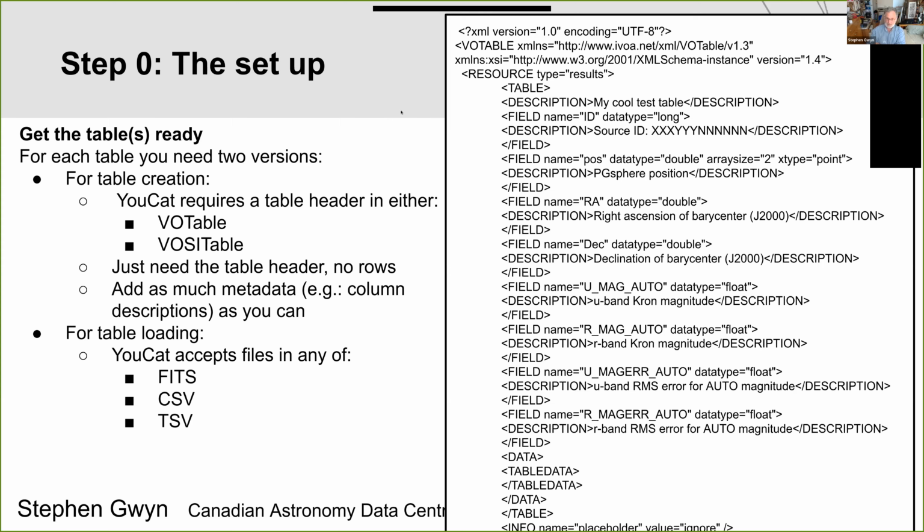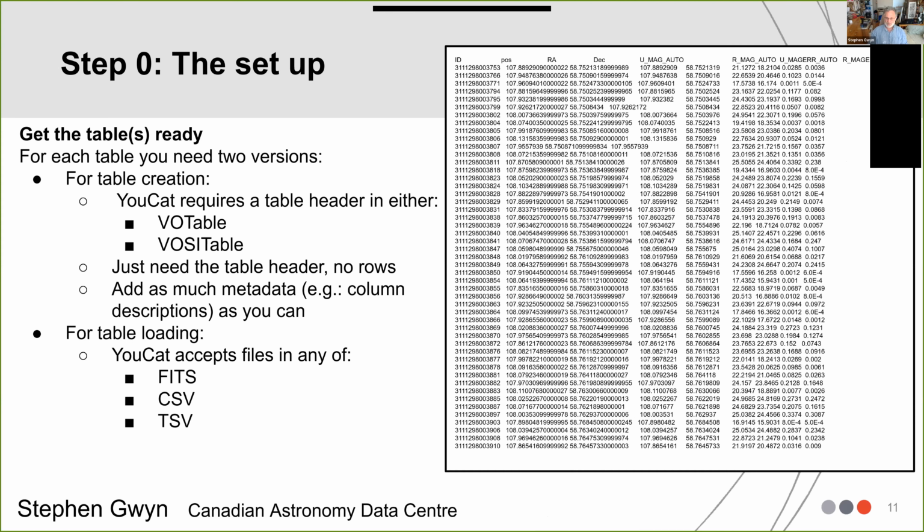And then this next thing is actually a pos. The name is pos for position, and it's not the RA and Dec separately, it's both together stored as a point on a sphere. And then sort of more standard things like RA and Dec and magnitudes and magnitude errors. Now that's for the table creation. For the table loading, you actually need another table that is in a different format: either TSV, tab-separated values, comma-separated values, or good old FITS tables.